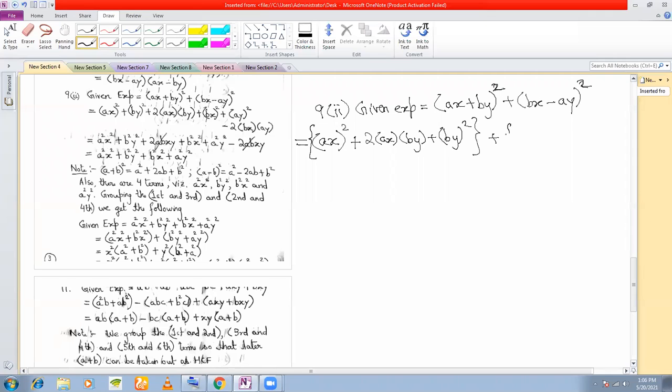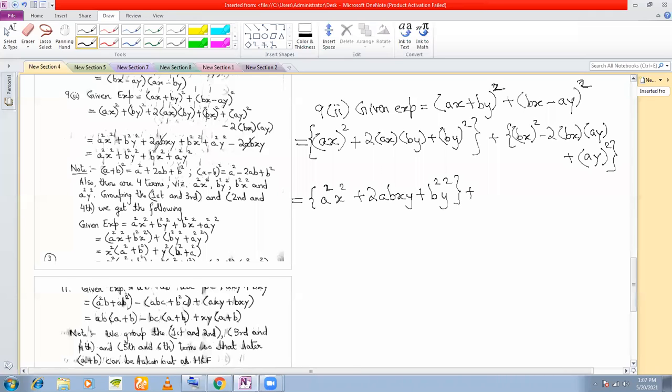For the second one, I have a square minus 2ab plus b square. Okay. I simplify this. So I have a square x square plus 2abxy plus b square y square. And here I have b square x square minus 2abxy plus a square y square.